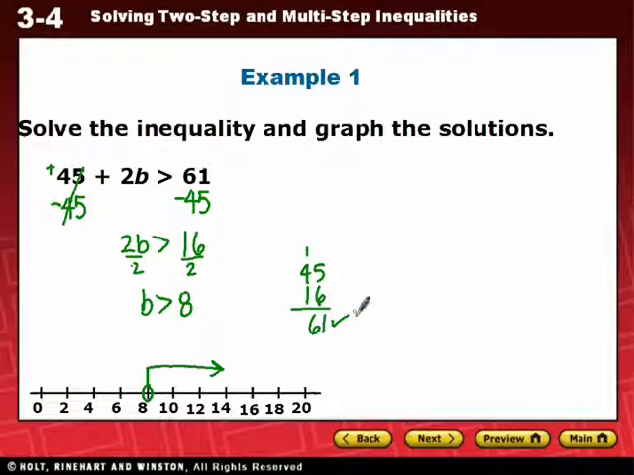So the number's right. And then check the arrow by plugging in something that's underneath the arrow. So I'm going to pick 10 here. If I do 45 plus 2 times 10, so 45 plus 20, I get 65. And 65 is greater than 61, so I know my arrow's going in the right direction.